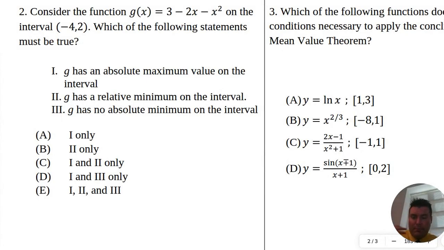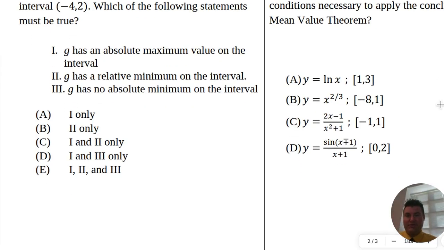On to our multiple choice questions here. Consider the function g of x equals 3 minus 2x minus x squared on the interval from negative 4 to 2. Which of the following statements must be true? Does g have an absolute maximum value on the interval? Does g have a relative minimum on the interval? Or g has no absolute minimum on the interval. So let's go ahead and see what's true here.